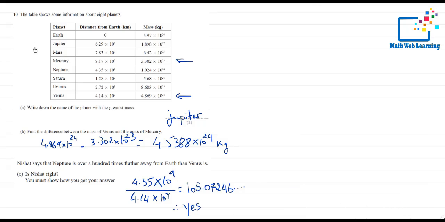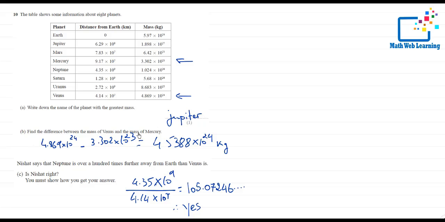Right guys, this is question number 10. It's going to be a quick one. Part A, the planet with the greatest mass. All the masses are given in standard form. What we have to do is just look at the power of 10 here. You can see Jupiter has got the highest power, 10 to the power of 27. Next to it is Neptune, power 26. Oh no, actually there's Saturn as well, right? But anyway, this is straightforward. Jupiter is the answer to part A.